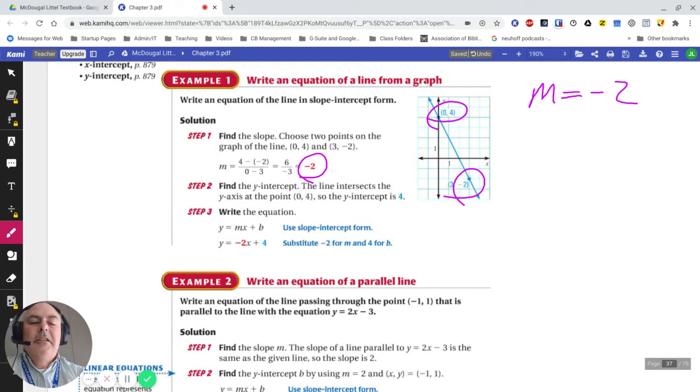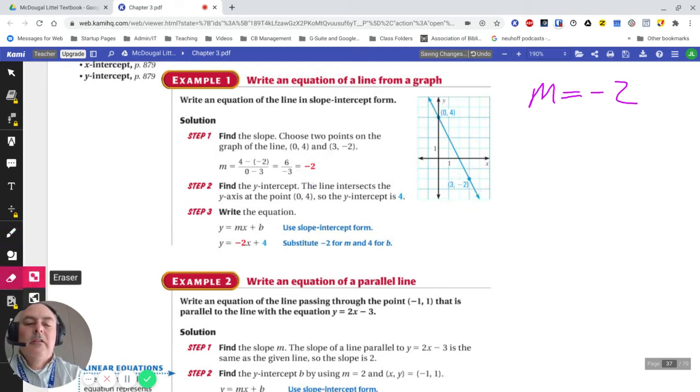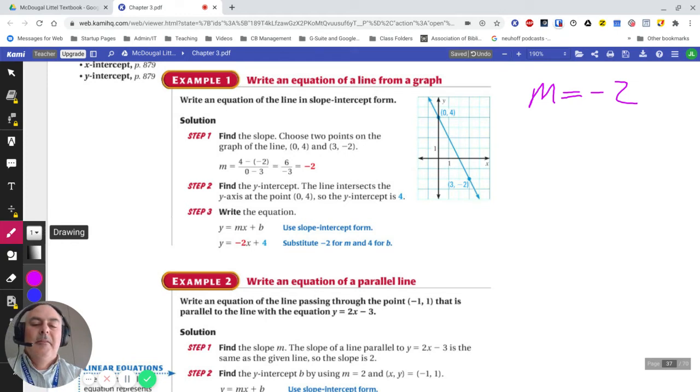The next thing I do is find where the line crosses the y-axis. Well, I already see that here because in my drawing, I can see it crosses the y-axis at 4. So I know b equals 4.